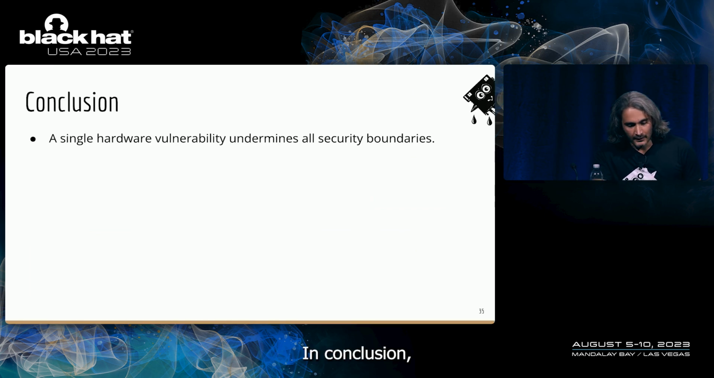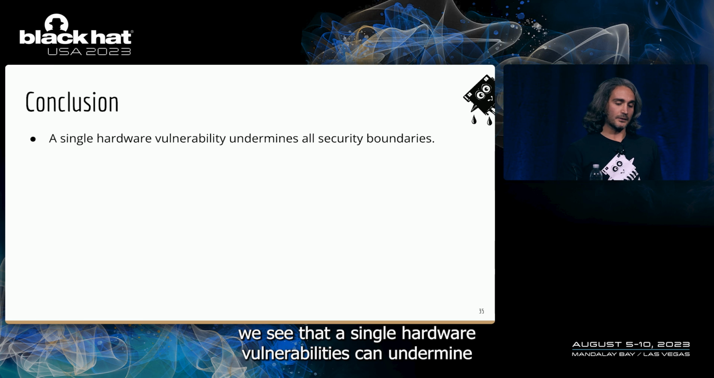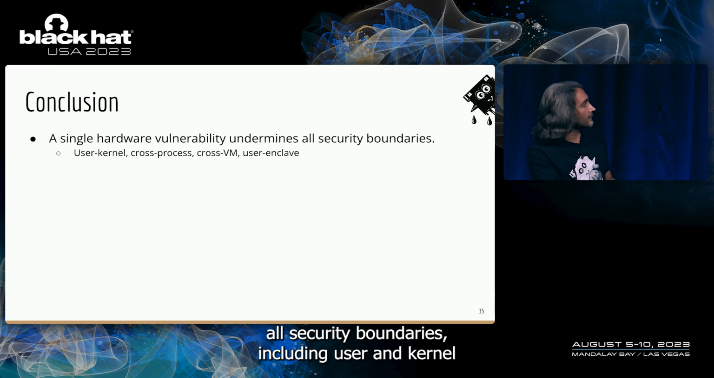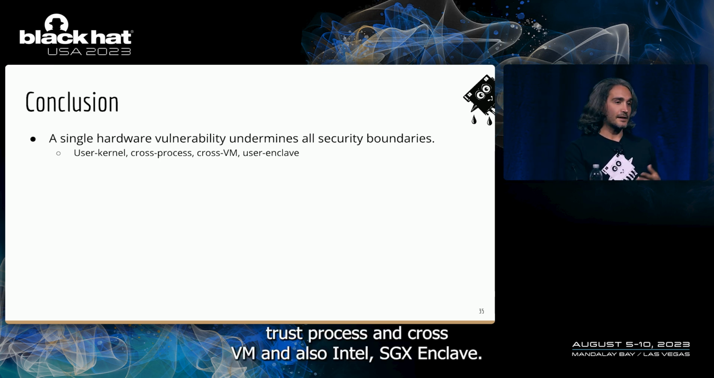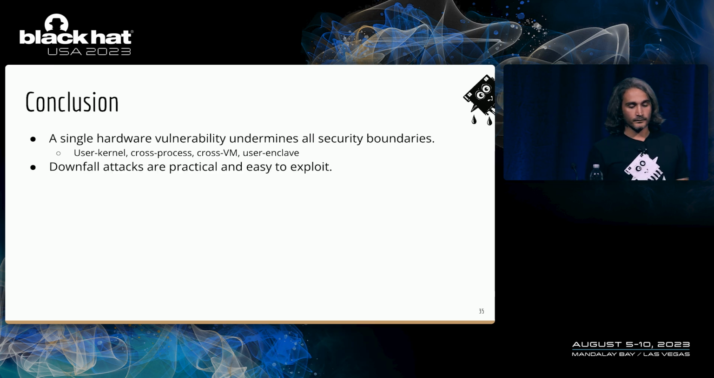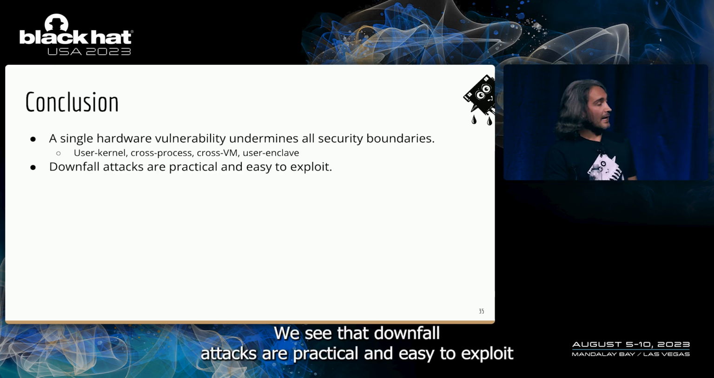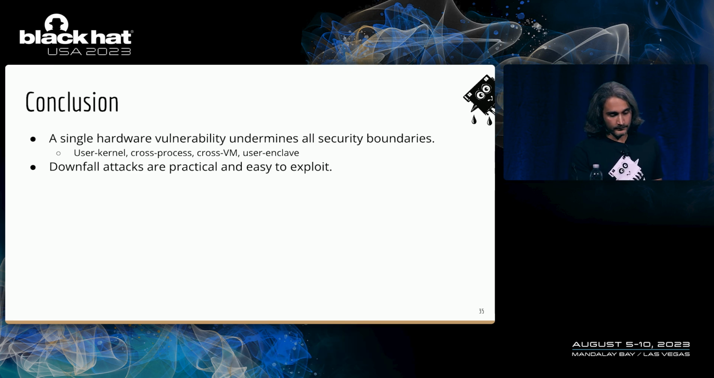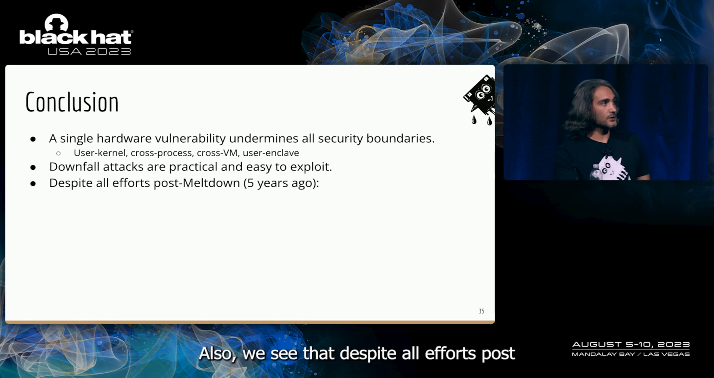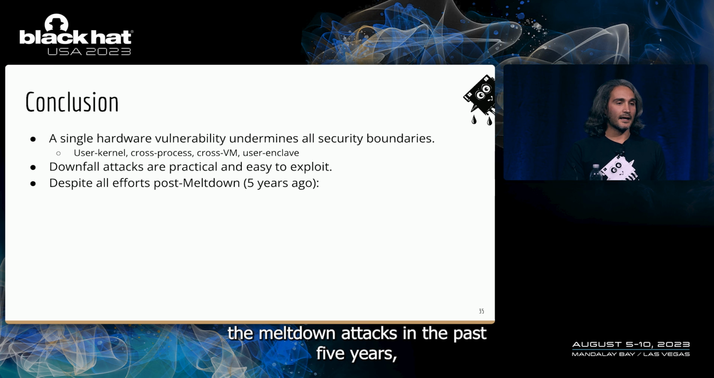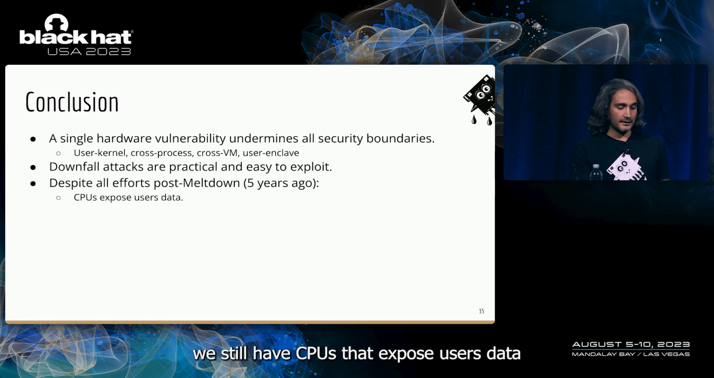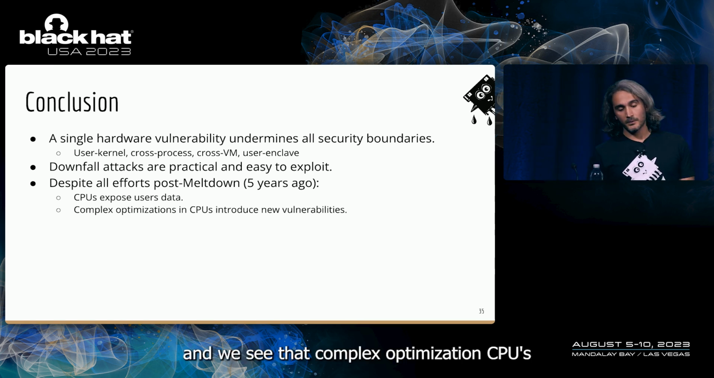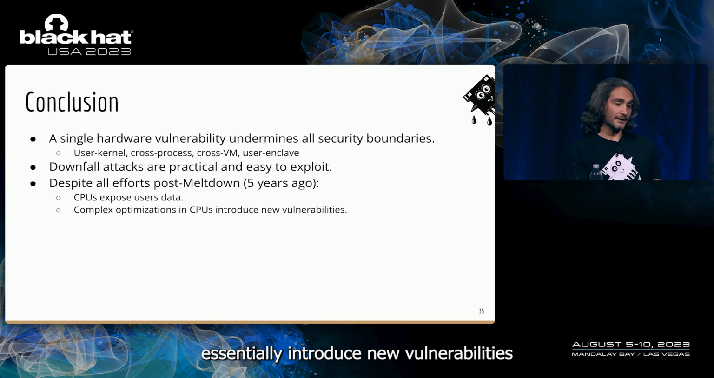In conclusion, we see that a single hardware vulnerability can undermine all security boundaries, including user and kernel, cross-process and cross-VM, and also the Intel SGX enclave. We see that Downfall attacks are practical and easy to exploit, as I demonstrated by the attack on AES. Also, we see that despite all efforts after the Meltdown attack in the past 5 years, we still have CPUs that expose users' data. And we see that complex optimizations in CPUs essentially introduce new vulnerabilities.